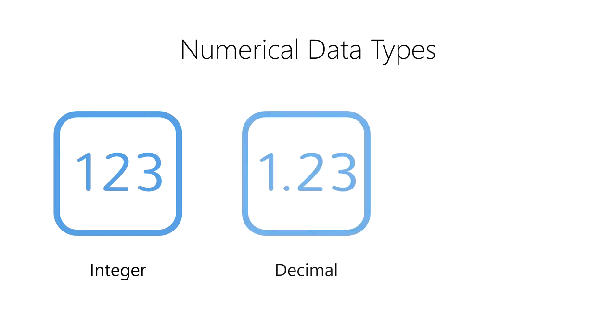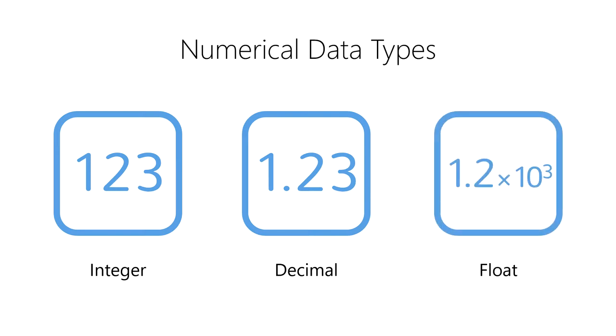Second, we have a decimal, which represents a decimal fraction. Decimals work well when we're dealing with fractional values like money that require perfectly accurate decimal arithmetic. Third, we have a float, which represents numbers using a binary equivalent of scientific notation. Floats work well when we're dealing with very large or very small values, but perfectly accurate measurements and arithmetic are not required.